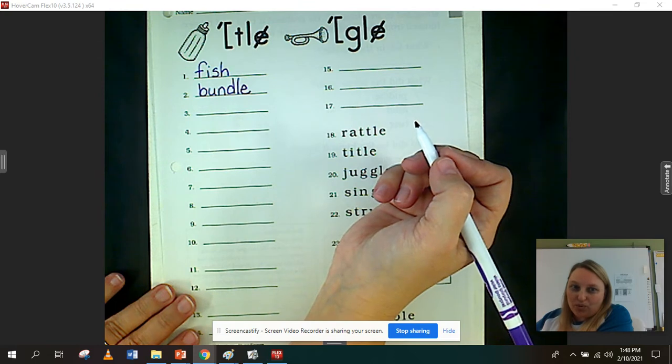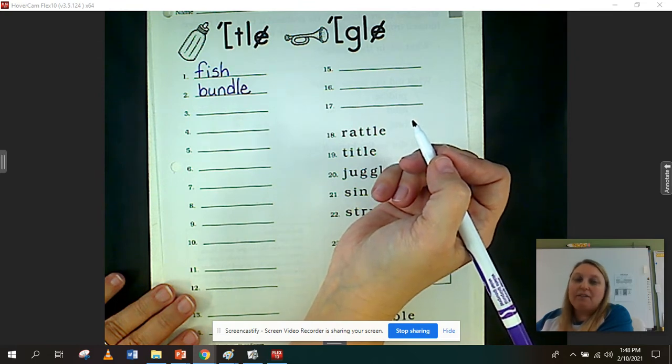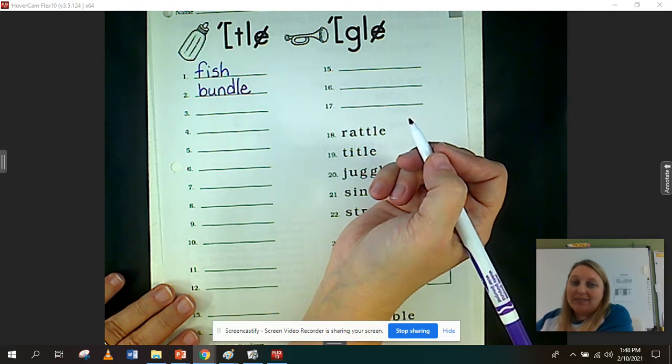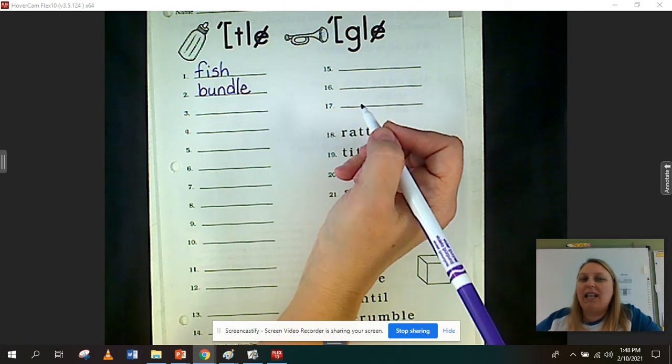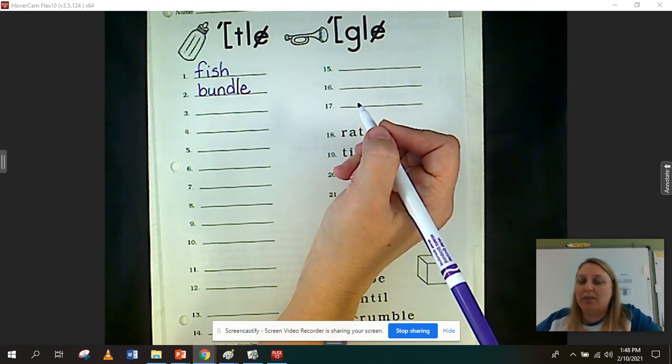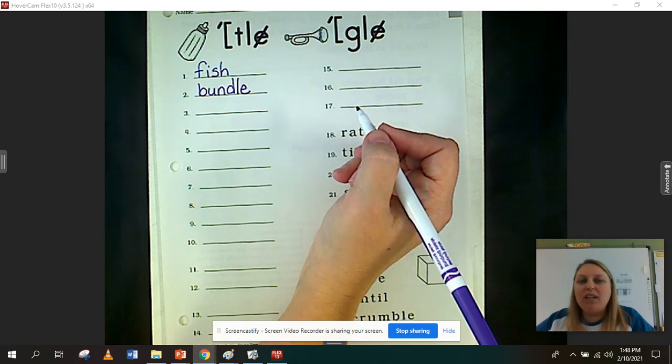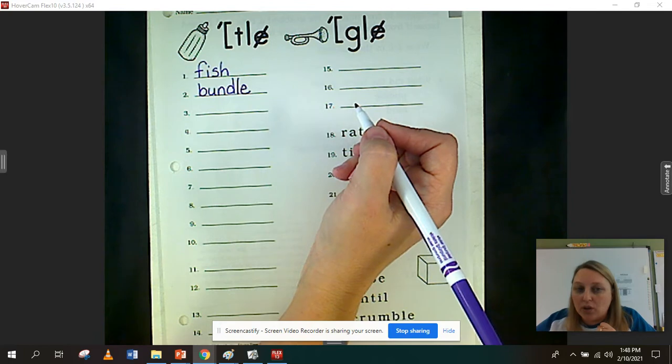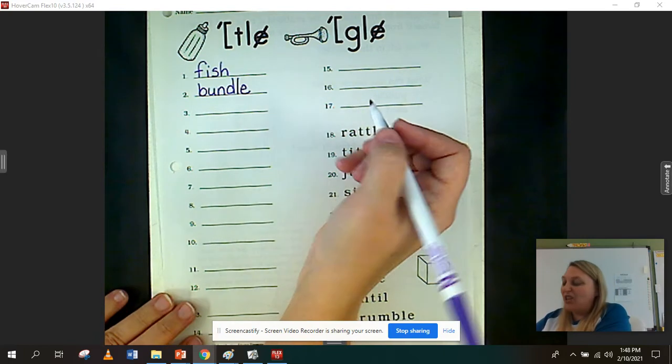All right, number 3 is even trickier. Raffle. Raf-full. Raffle. Now, friend, when I break that into my 2 syllables, I want you to think about what's the last thing you hear in the first syllable. Raff. Do you hear that F? And then what's the first thing you hear in the second syllable? Full. Do you hear that F again? Yeah, friend, we're going to have 2 Fs in this word.